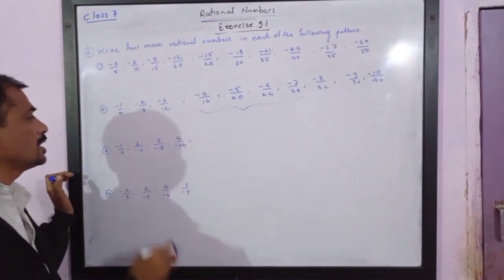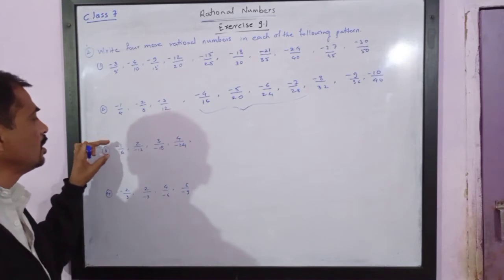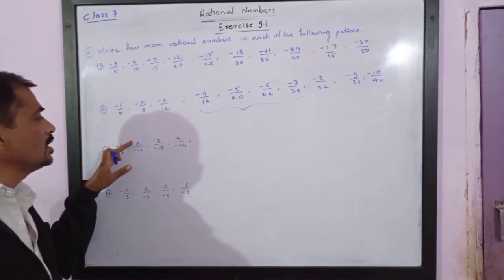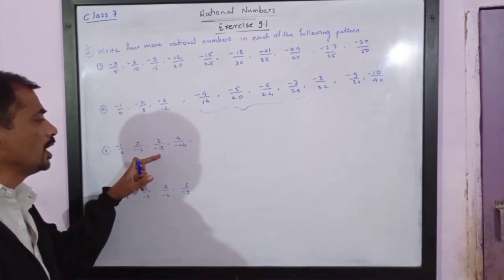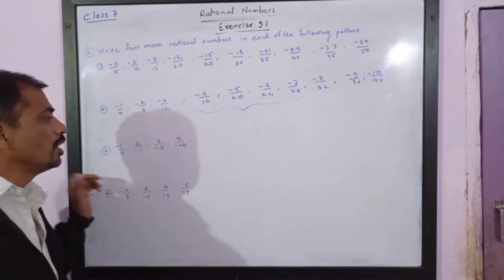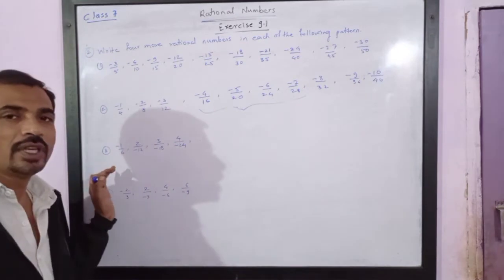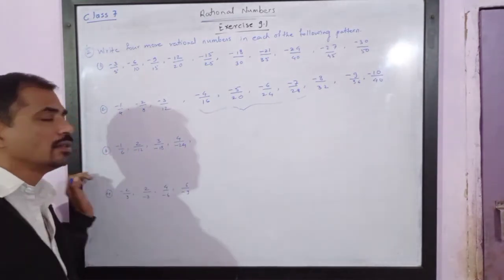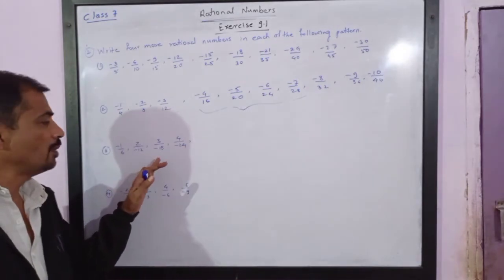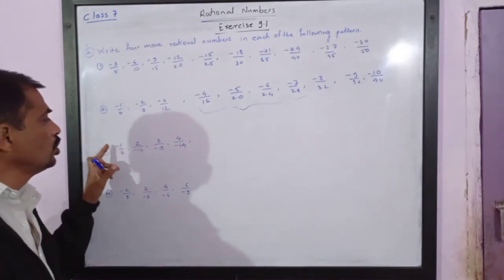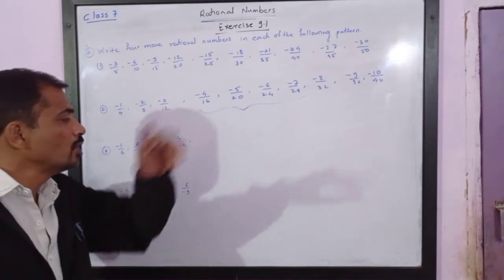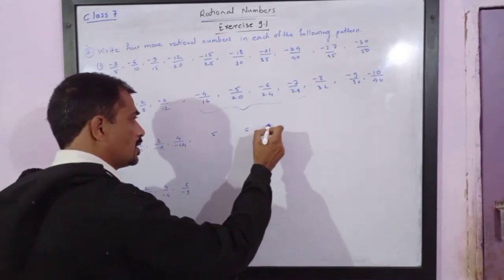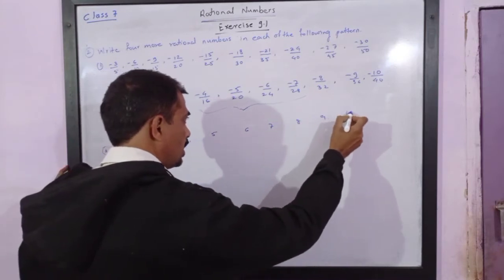Now see, the next pattern we see the first rational number is negative 1 upon 6. Second is 2 upon negative 12, 3 upon negative 18, 4 upon negative 24. These are also equivalent fractions, only the negative sign is written in front of the denominator. So please note, numerators are 1, 2, 3, 4. So next can be written as 5, 6, 7, 8, 9 and 10.